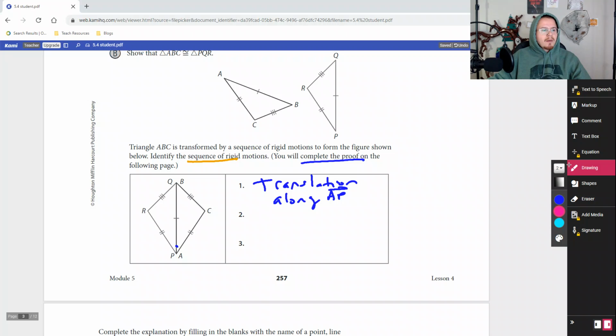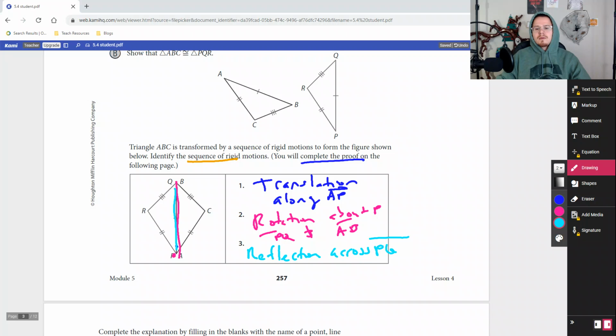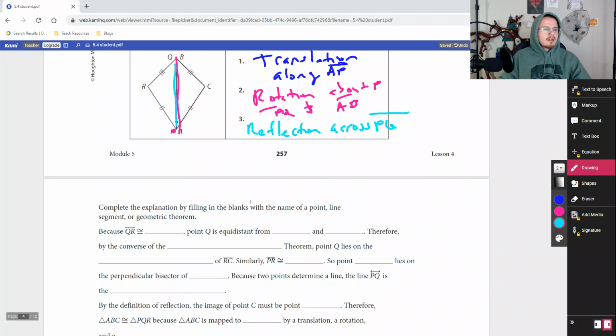Alright, rotation about P, so that line segment PQ and line segment AB coincide. So you notice that they're trying to bring them up so we can get into the bisector stuff, right? If they wanted to prove that, reflection across PQ. Boom. And then complete the explanation.